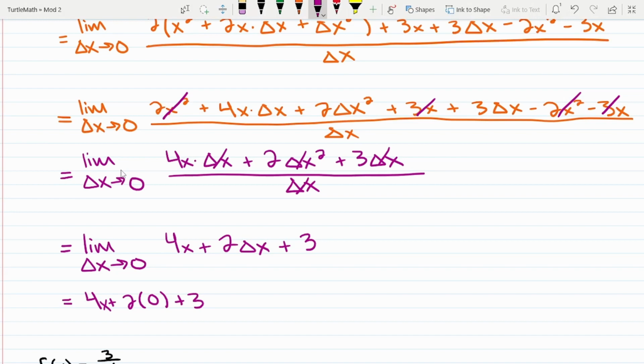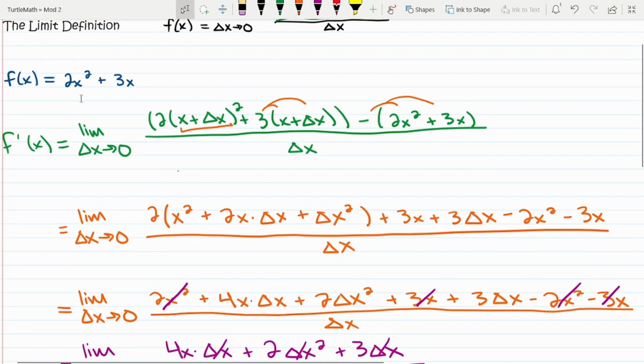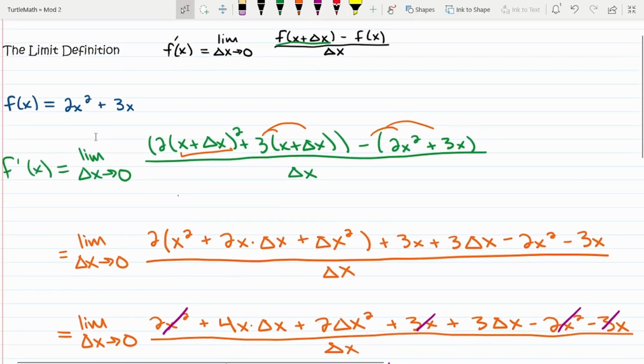And if we go ahead and evaluate that, our final answer would just be 4x plus 3. And that would be the answer for our derivative. So that 4x plus 3 is our derivative of 2x squared plus 3x. And we found that using our limit definition of derivatives.